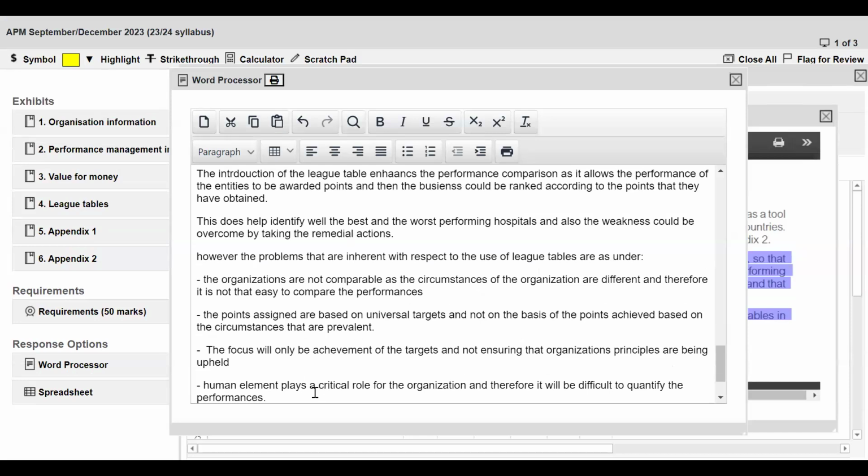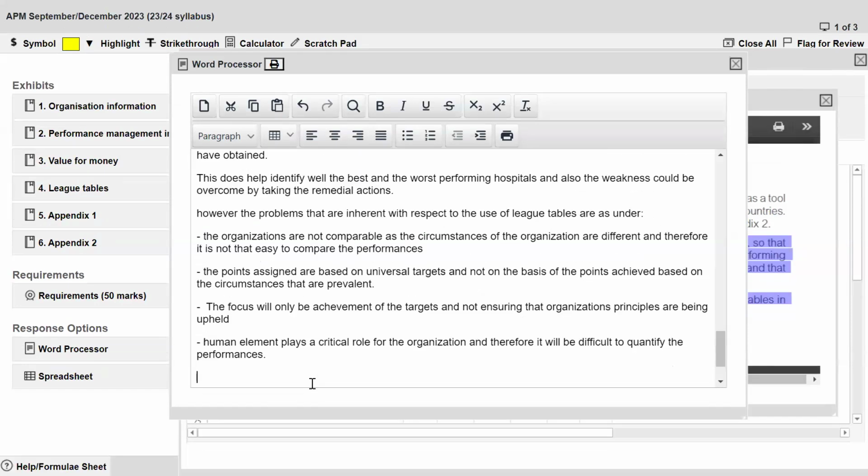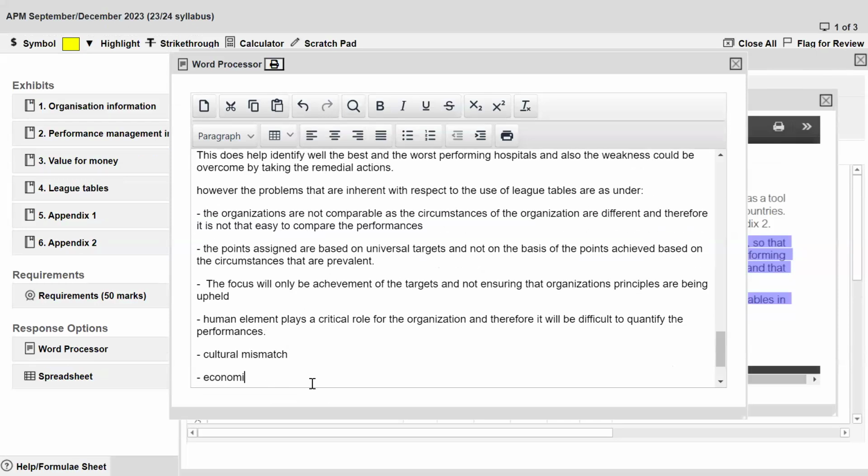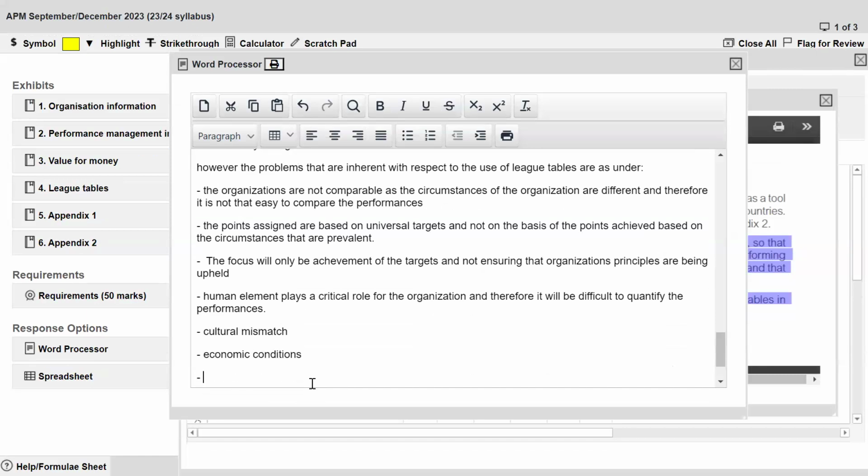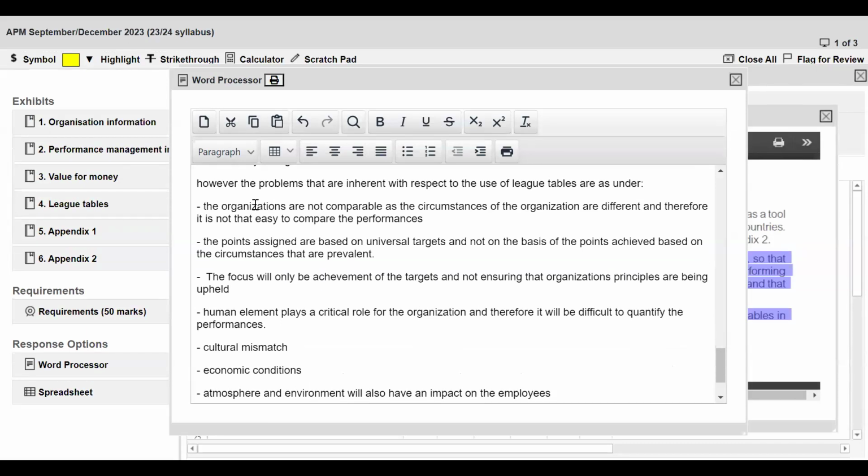Cultural mismatch, yes. So yes, you could talk about this also, the cultural mismatch also, the economic conditions also, the atmosphere and the environment will also have an impact on the employees. So all these things are there. Yeah, is that okay?